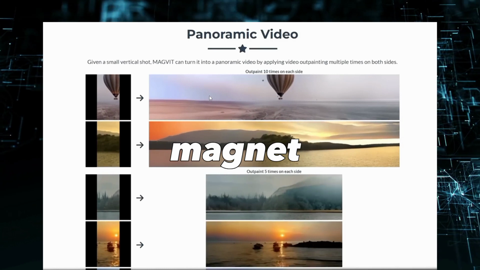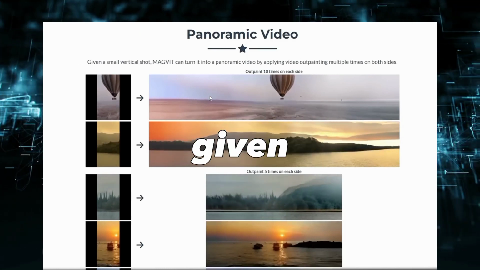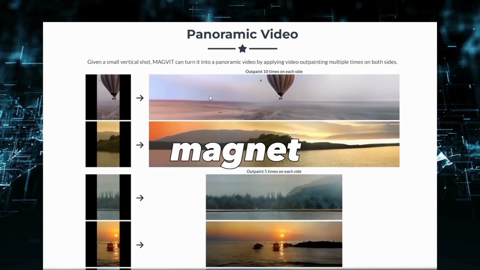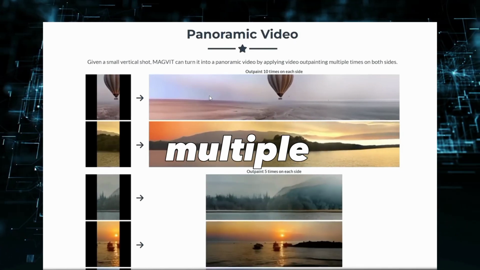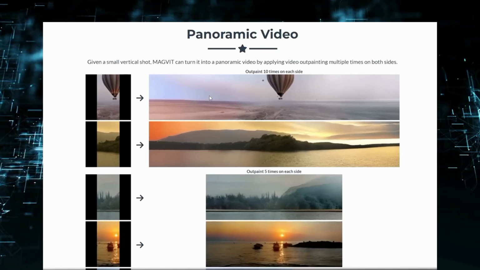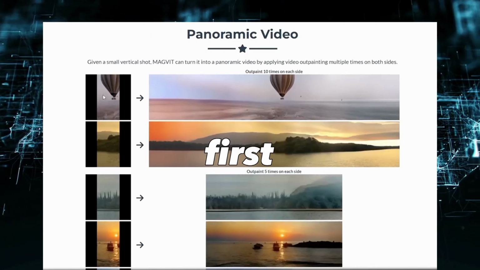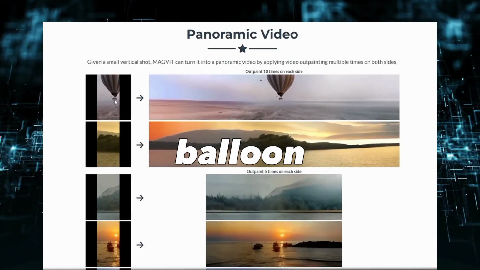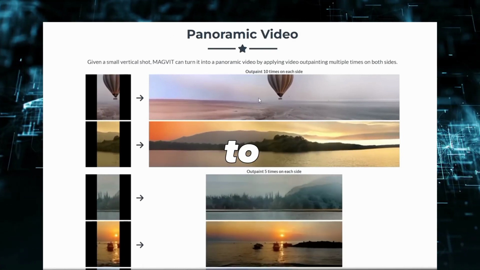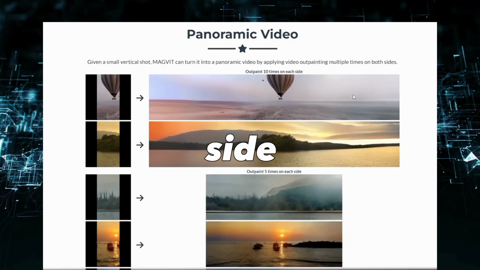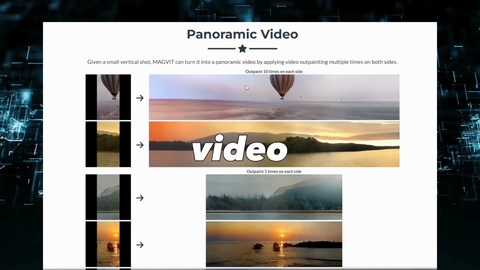Now looking at MAGVIT, you can see that it states that given a small vertical shot, MAGVIT can turn it into a panoramic video by applying video outpainting multiple times on both sides. So what we can see here is the first initial shot of the hot air balloon. Then of course we can see that MAGVIT actually has the ability to outpaint 10 times on each side, providing us with a panoramic video.